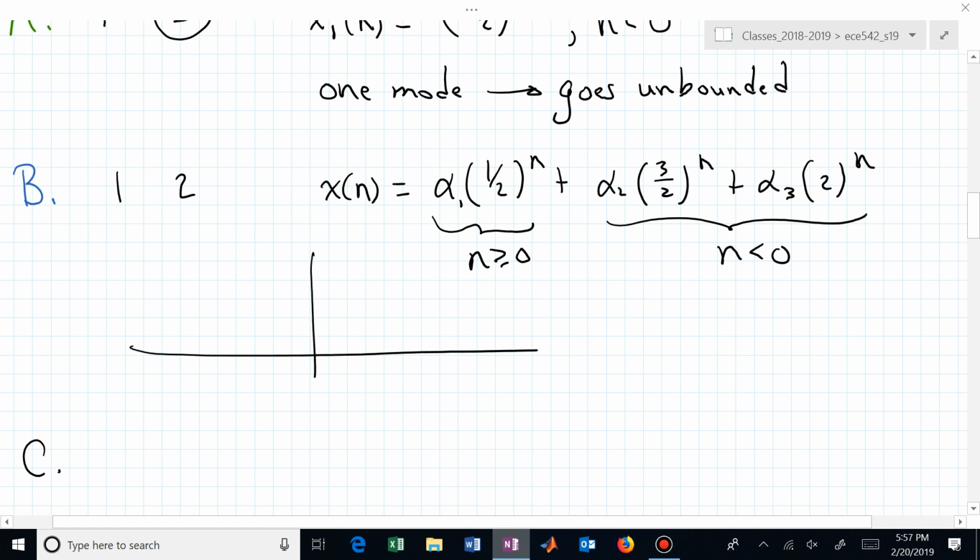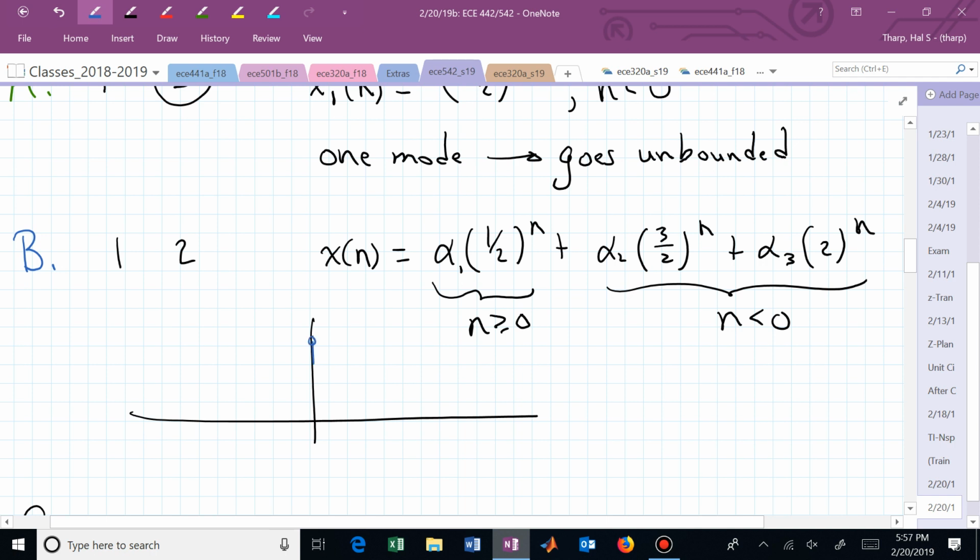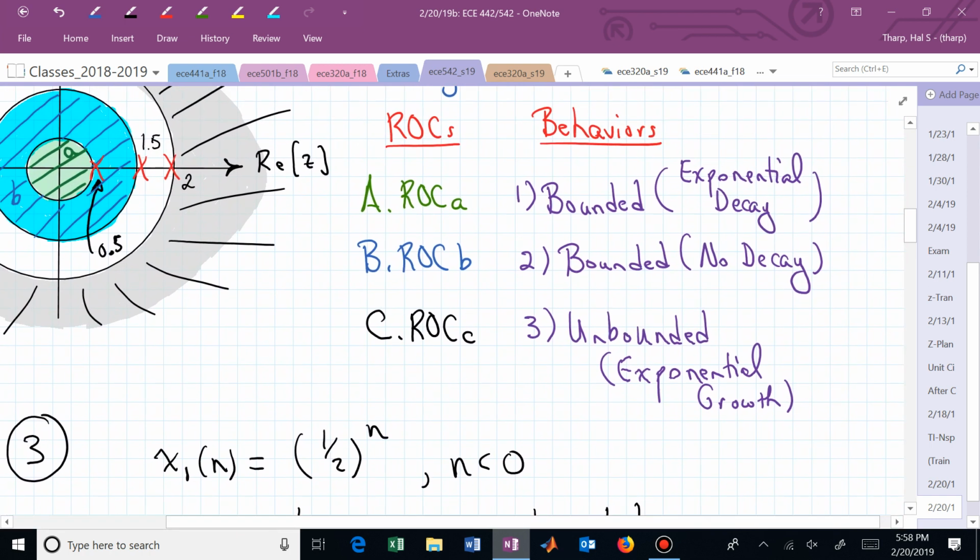Pictorially then, we have something that, if you wanted to just roughly sketch, is doing something like that on either side of n equals 0. They're exponentially decaying on both sides of n equals 0. This one then should be giving us bounded behavior, and it's actually exponential. So the answer should be number 1. So that was bounded with exponential decay.